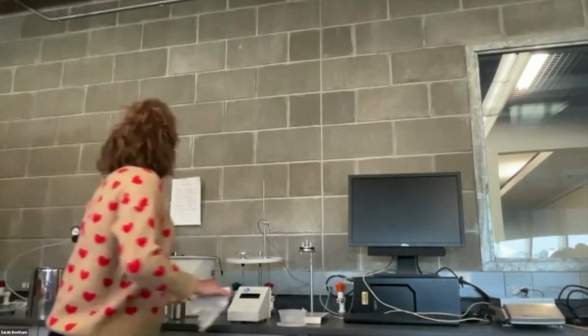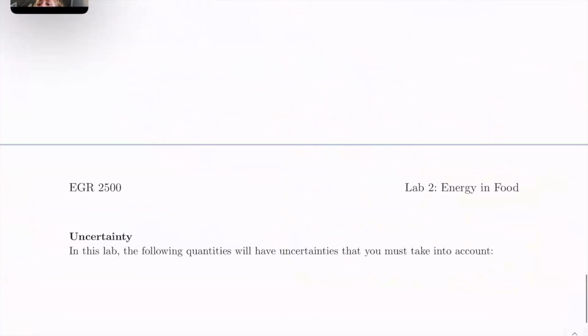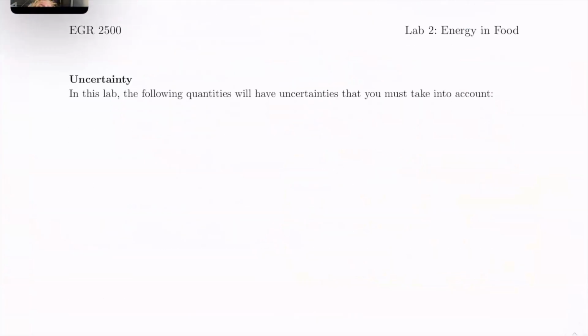All right, so everything is dried off. So the uncertainty that we care about in this lab is the following. So we have uncertainty for the lumped capacitance.